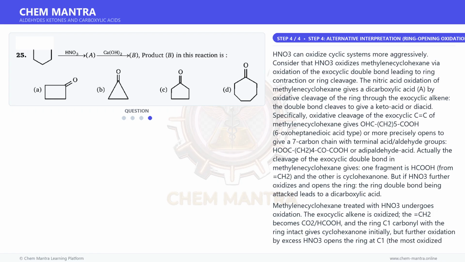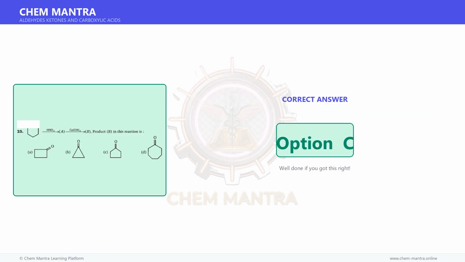B. Cyclopropanone is not formed this way. D. Cycloheptane would require an 8-carbon diacid, suberic acid. Adipic acid from cyclohexane ring opening gives cyclopentanone specifically. Therefore, the correct answer is option C.